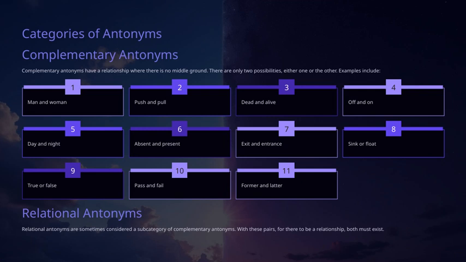For example, dead and alive are opposites, but only in relation to each other. Similarly, exit and entrance are connected, as are former and latter, or off and on. In pairs like sink or float, or pass and fail, the existence of one implies the potential for the other, emphasizing that relationship. Understanding these distinctions helps us see how antonyms function in language, especially when we're trying to express precise or contrasting ideas clearly.